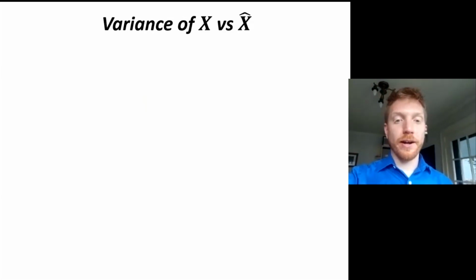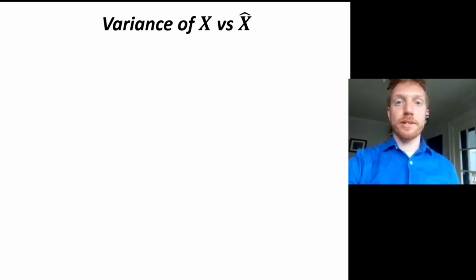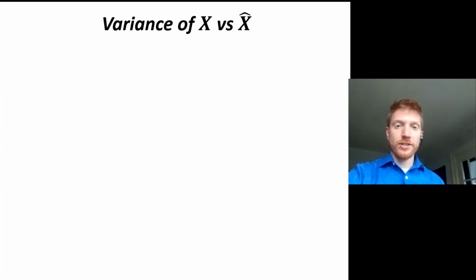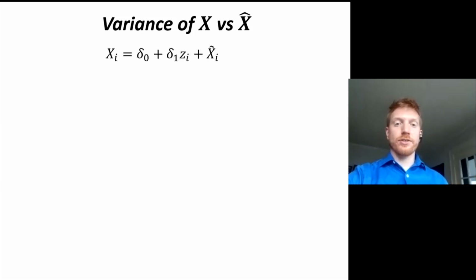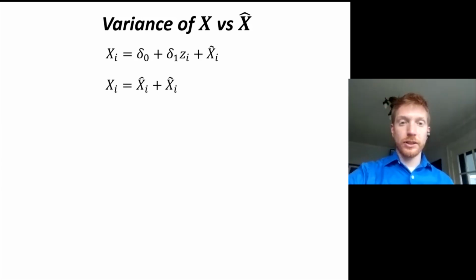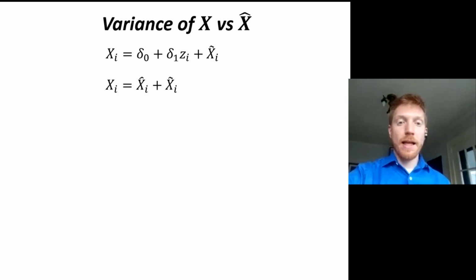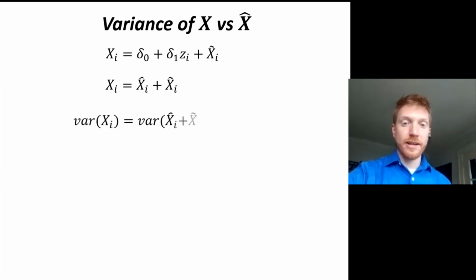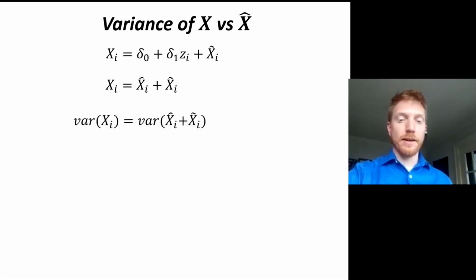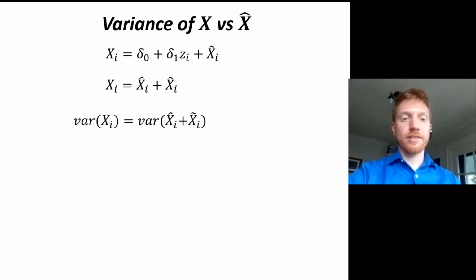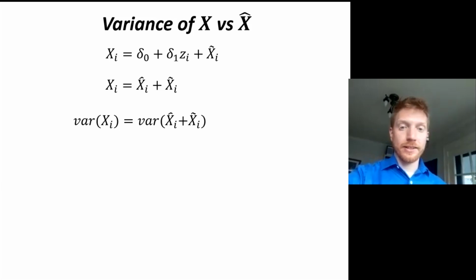We're going to compare x versus x hat in this particular instance. And we can just do this by looking at an equation here. So x is directly related to x hat because that top component of the delta 0 plus the delta 1z, that is x hat. So x hat is a subset here of x in a sense. It's a portion of it. And so the variance of x we could write as the variance of x hat plus x tilde.